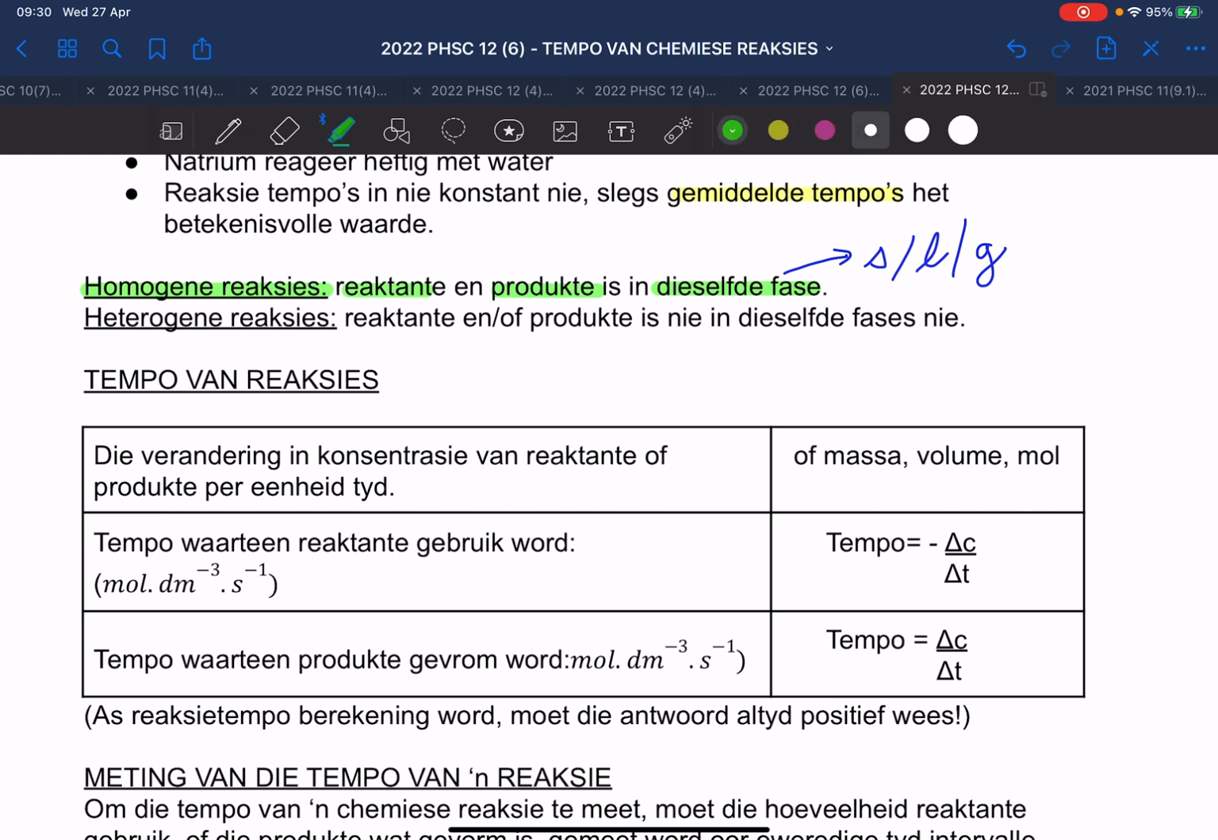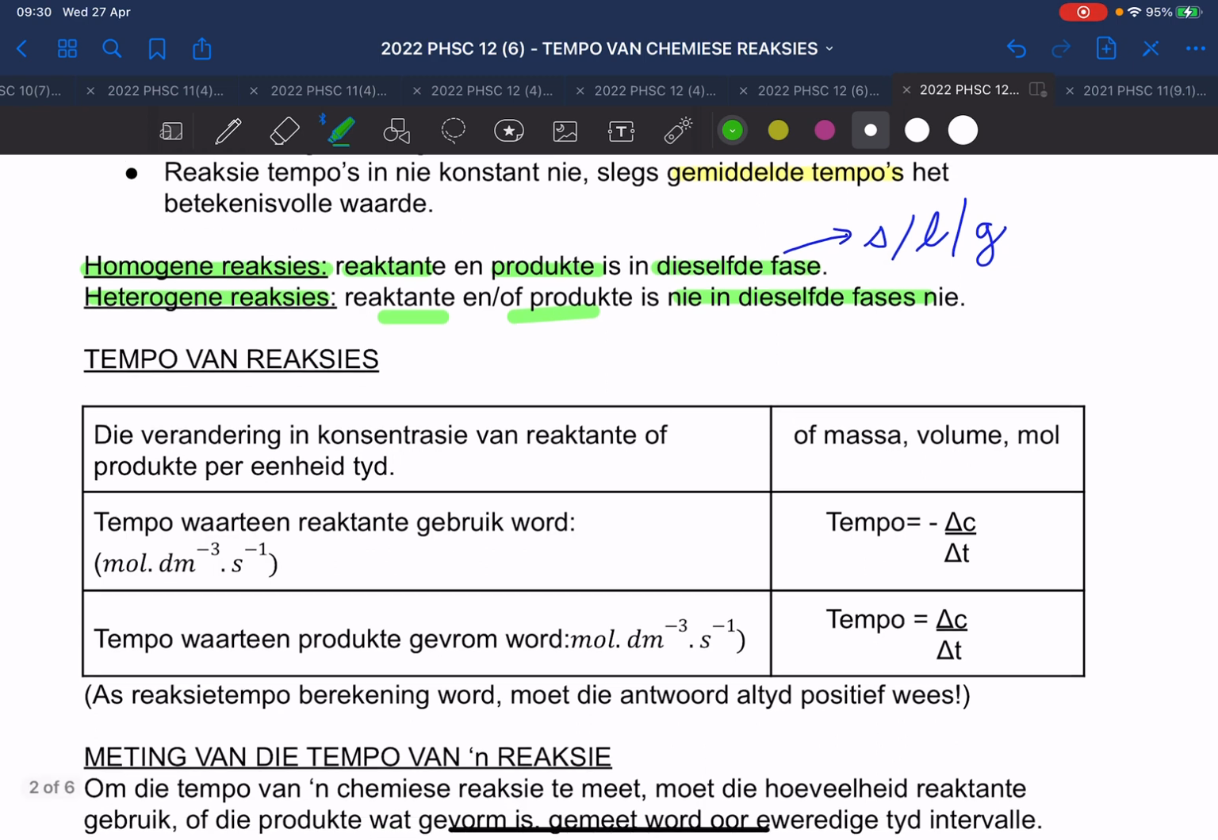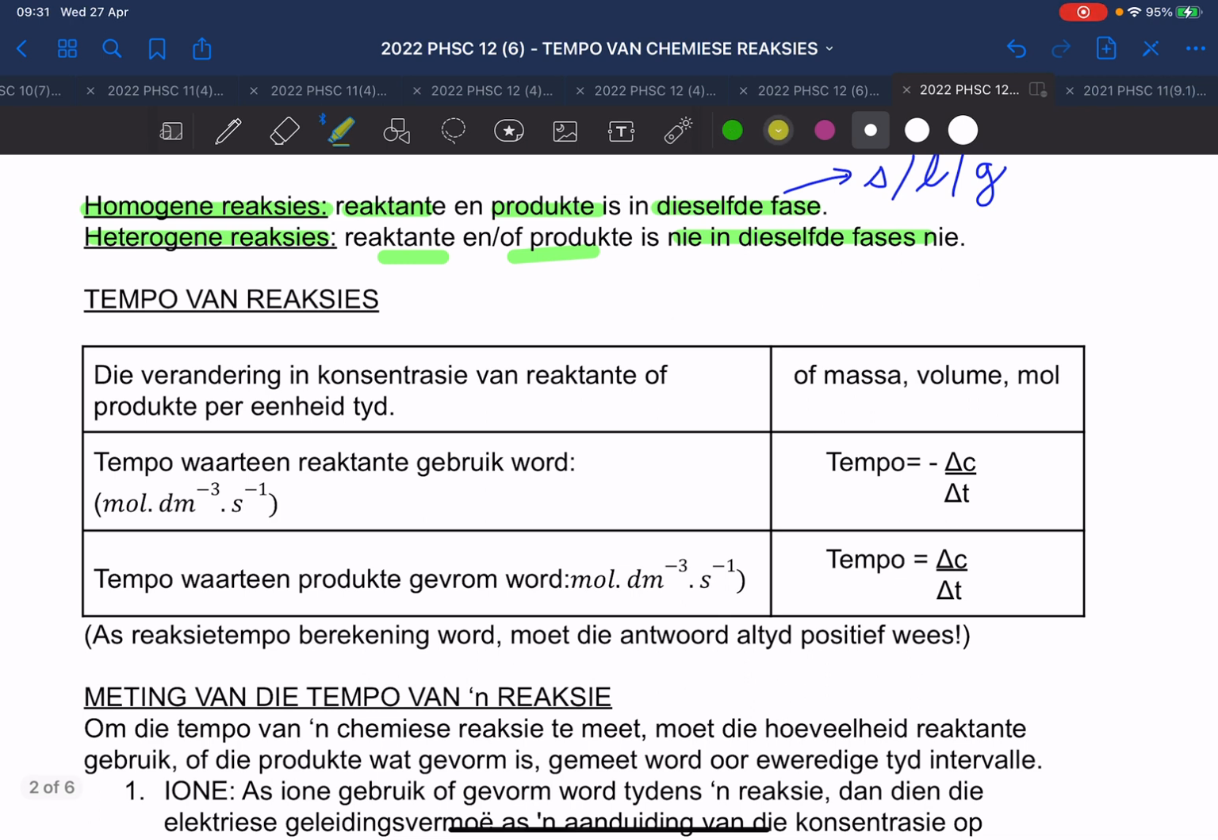And a heterogeneous reaction, die heterogene reaksie, is where the reactants and or the products are not in the same phase, obviously. Okay. How do we calculate the rate of a chemical reaction? Hoe bepaal ons die tempo?